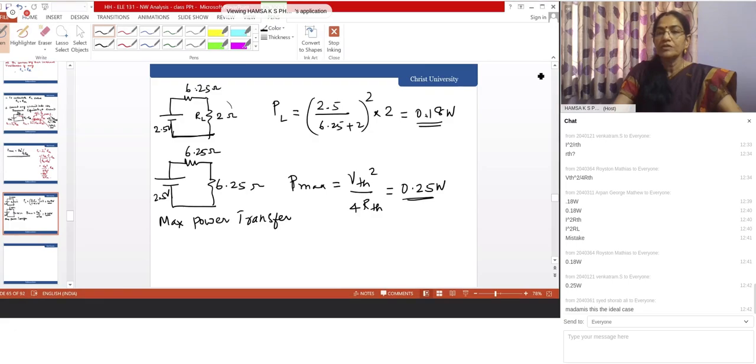One minute. What is the question there? Which is the ideal case? This is, yes, ideal, in the sense we are looking at maximum power being transferred.